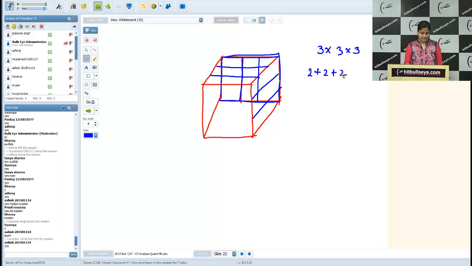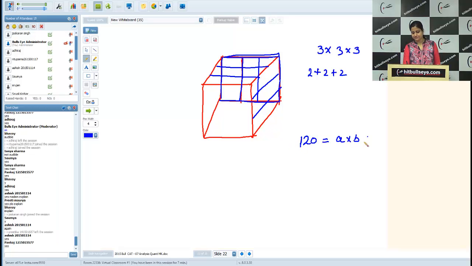Same is the thing I'm using here. What was the dimension given? Volume given, it was 120. Let the dimensions be A, B, C. So A into B into C should be equal to 120. So how many cuts are needed? A minus 1 plus B minus 1 plus C minus 1. I'm subtracting 1 from A, B and C. So these many cuts are needed.